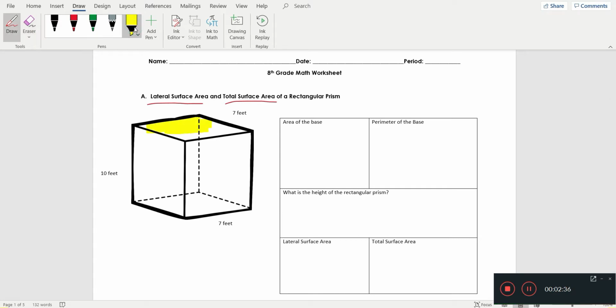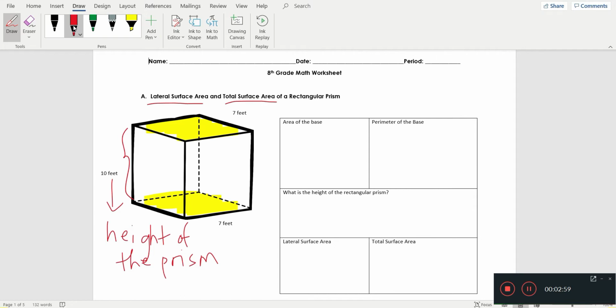So this is the base, and this is the base, and this is the height of the prism. The height of the prism is the distance between the two bases. So this is the distance of the two bases, right? That's the height of the prism. Don't get confused, because most of my students get confused with the height of the base and the height of the prism. So right now, what's the area of the base?